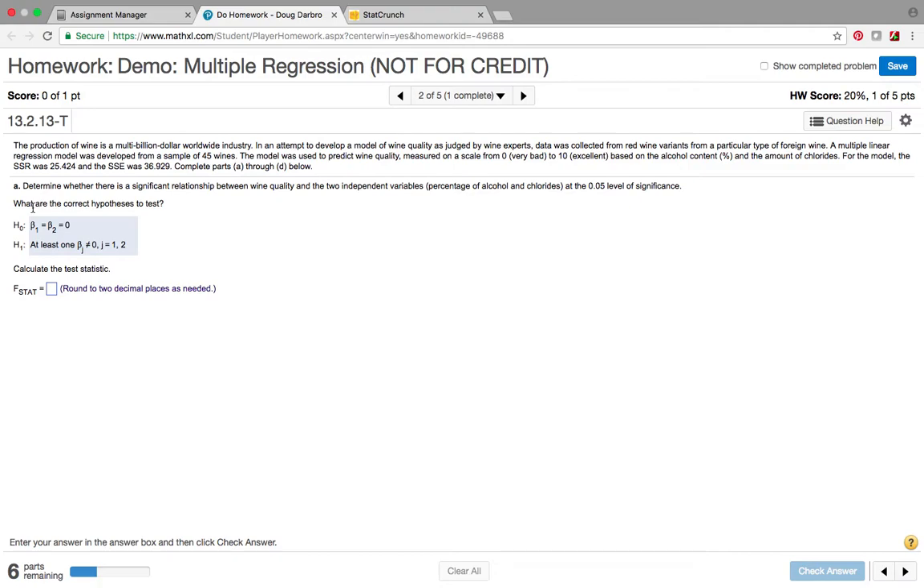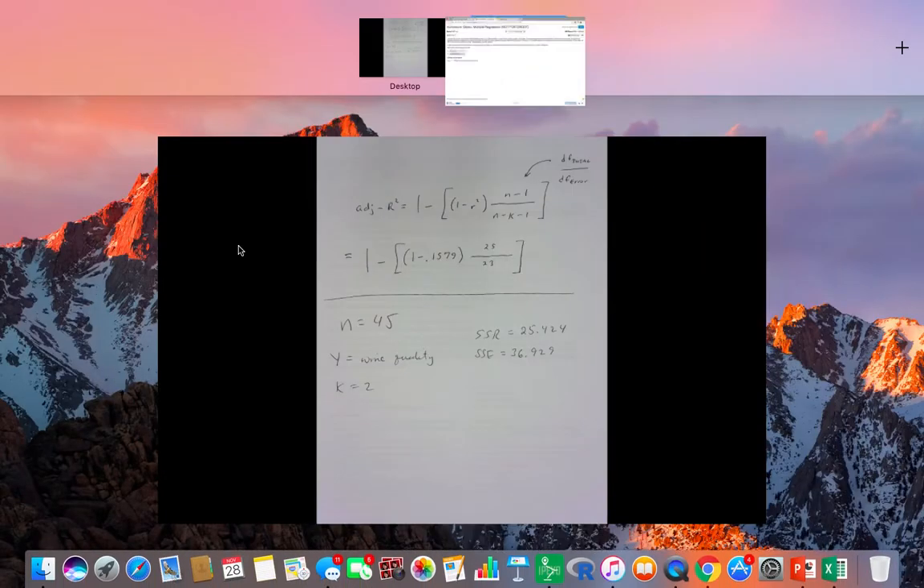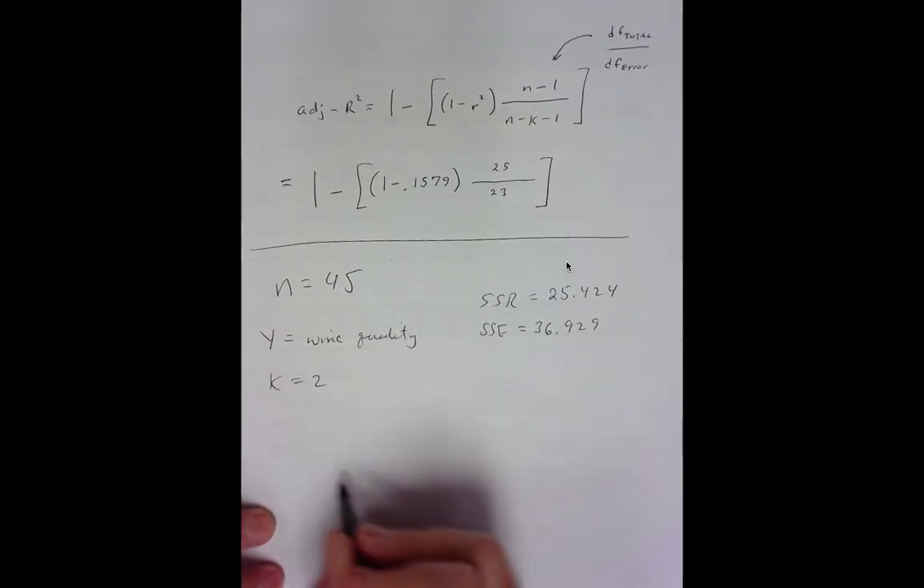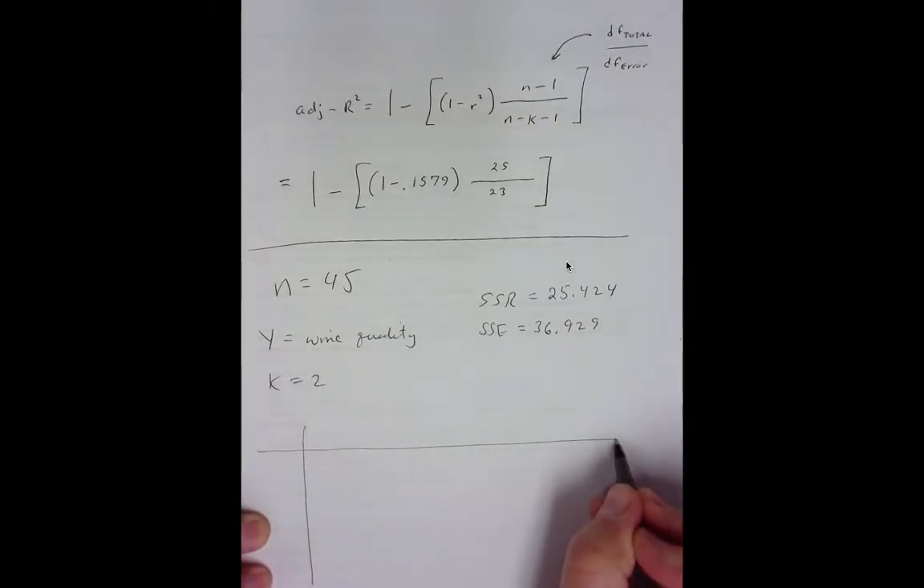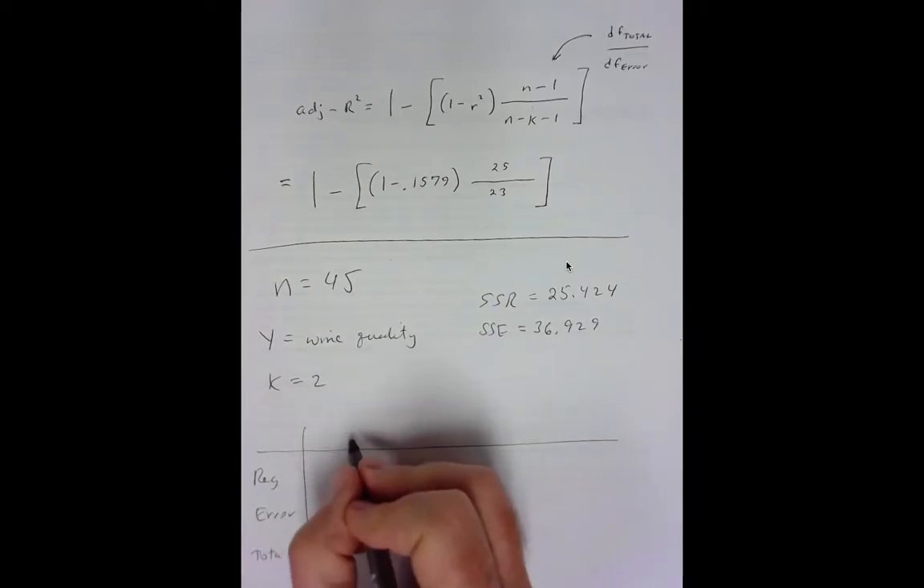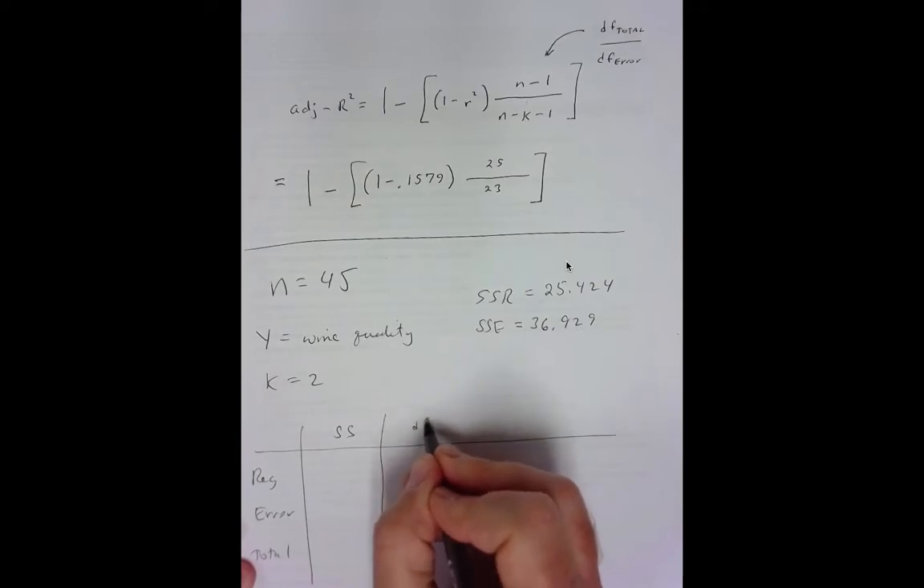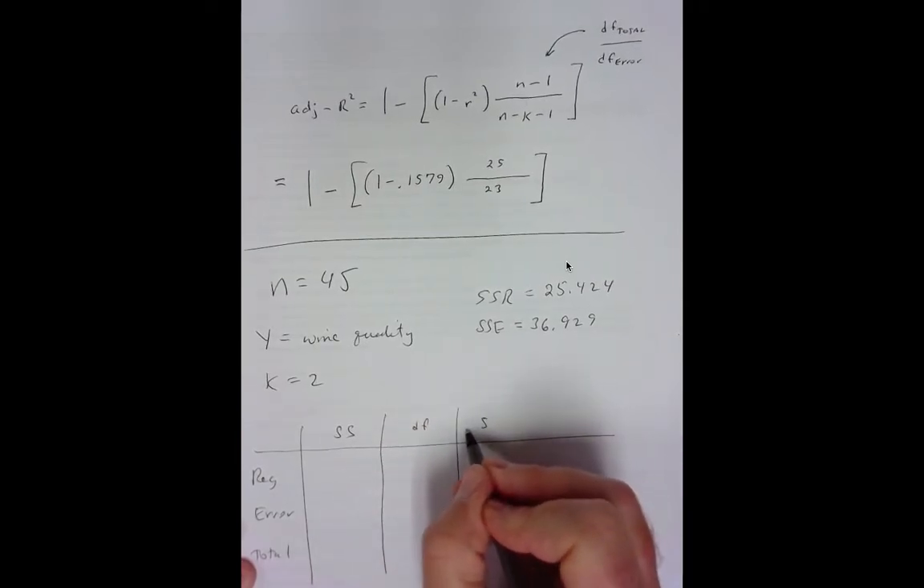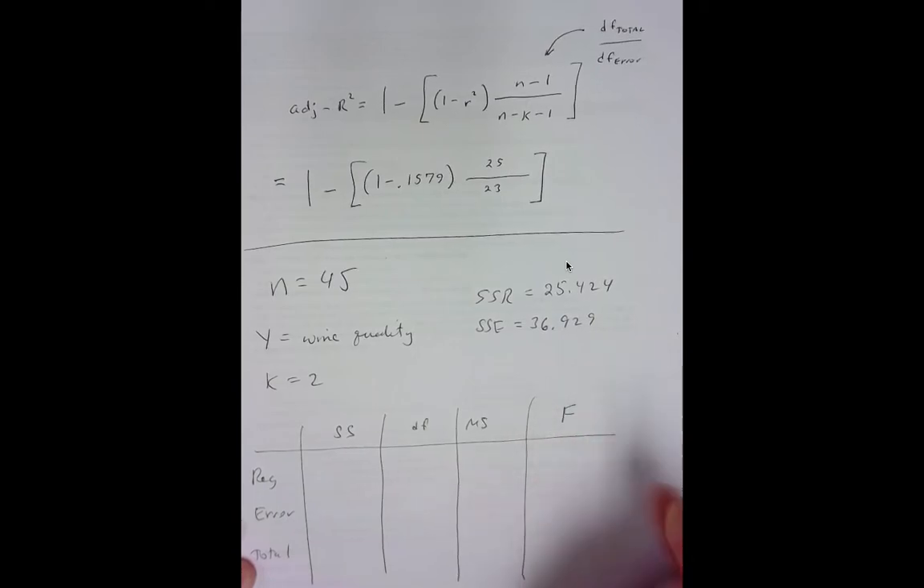So the sum of squares regression is 25.424, and the sum of squares for the error is 36.929. So we need the F statistic. All right. So guys, let's see what we got here. We got this ANOVA table that keeps rearing its ugly head. So we've got the regression, the error, and the total. And we need our sum of squares, our degrees of freedom, and our mean square to be able to get the F statistic.